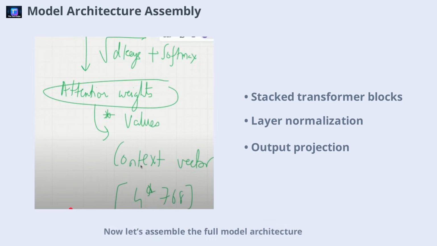Now, let's assemble the full model architecture. The SLM consists of stacked transformer blocks, each containing self-attention and feed-forward layers. The input passes through token and positional embeddings, then through each transformer block, and finally through a layer normalization step. The output is projected to the vocabulary size using a linear layer, producing logits for each possible next token. This modular design makes it easy to scale the model up or down as needed.